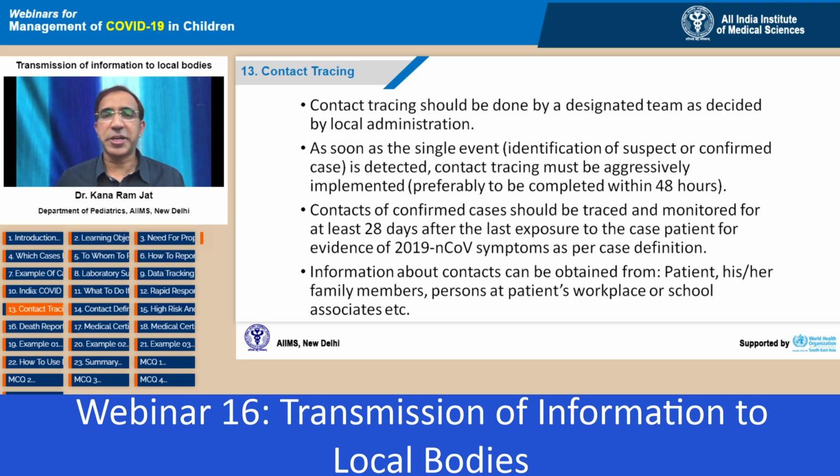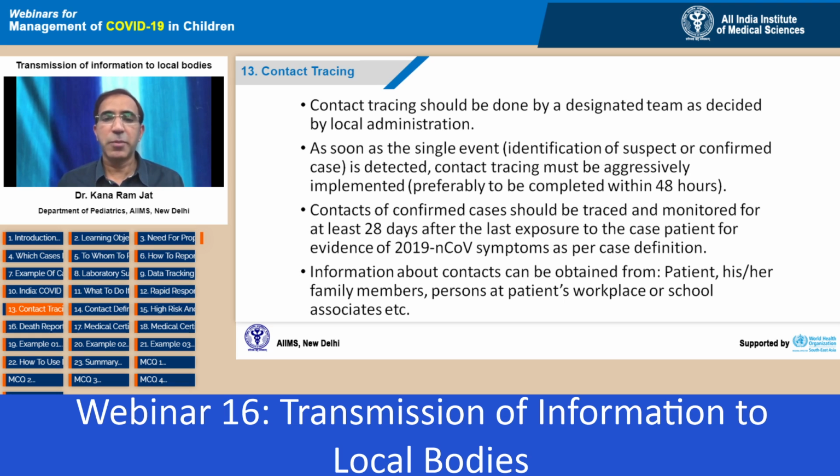What to do in contact tracing? Contact tracing should be done by a designated team as decided by local administration. As soon as the single event, that is identification of a suspect or confirmed case, is detected, contact tracing must be aggressively implemented, preferably to be completed within 48 hours. Contacts of confirmed cases should be traced and monitored for at least 28 days after the last exposure to the case patient for evidence of COVID-19 symptoms as per case definition.